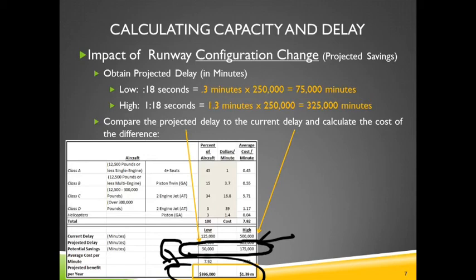Now what we need to do is compare that savings to the estimates obtained for your construction project to determine how long it will take to pay for the airport improvements and decide if it is worth it. For example, suppose the estimated cost to construct that far parallel runway was $20 million. It would save between about $400,000 and $1.4 million per year.